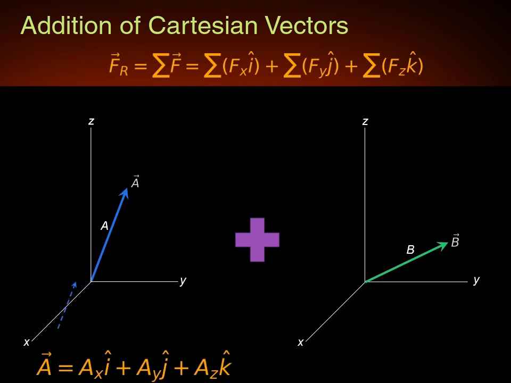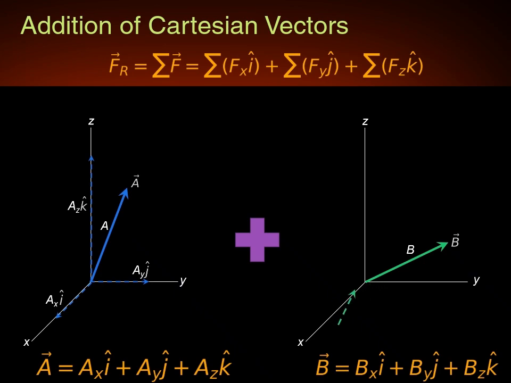Once the individual vectors are written in Cartesian form, it's very easy to add or subtract them. The process is basically the same. It doesn't matter how many dimensions you have. So in essence, what you want to do is sum up the forces along the x, y, and z axis.